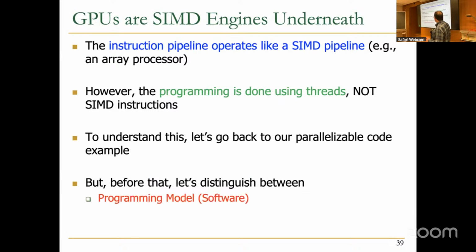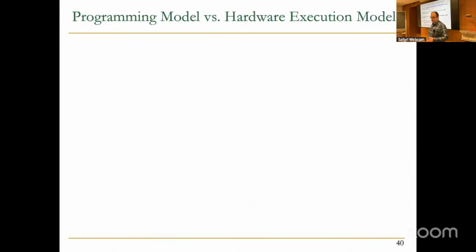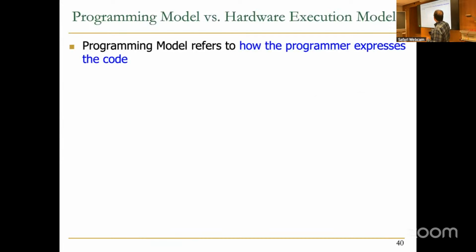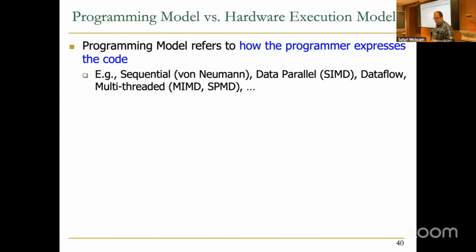But before that, I'd like to distinguish between the programming model, which is at the software level, and the execution model, which is happening in the hardware. The programming model refers to how the programmer expresses the code: sequential following the von Neumann model, data parallel using SIMD, data flow, or multi-threaded MIMD, SPMD, and so on. That's a programming model that you might have used. How many of you have already programmed parallel code? Yeah, that's a kind of programming model you can use when you want to parallelize your code.